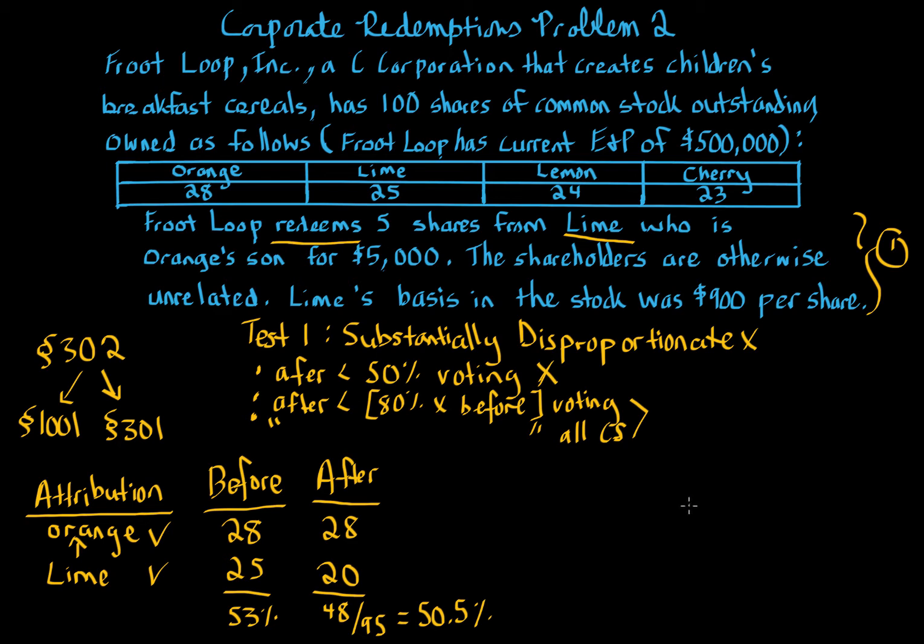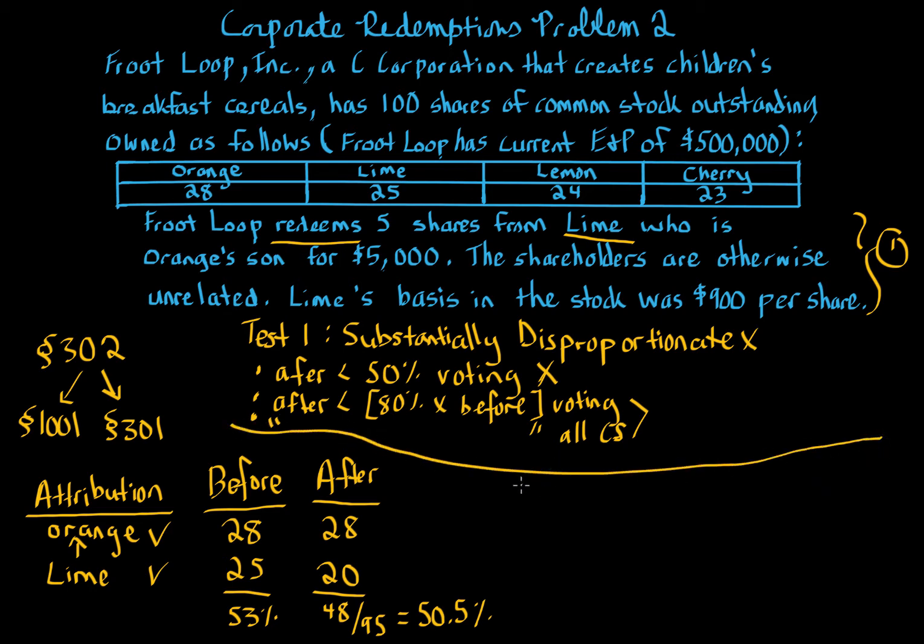The next test to consider is partial liquidation. We're not told anything about partial liquidation here. So therefore, there's no partial liquidation plan in place. Therefore, that's not an option. So we only have one more test that's possible, and that is test 4. So let me put a line here to separate out test 1.